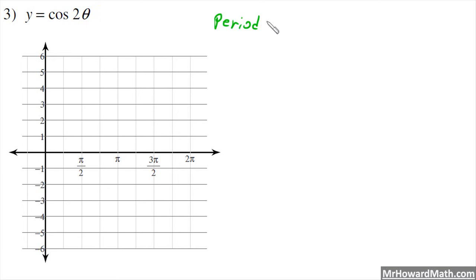So the period is always 2 pi divided by the b value. So for us that's 2. So 2 pi divided by 2 reduces to just pi. So the period now is pi. The period changed from the parent function. The normal period is 2 pi. So the step has to change too. The period changed, so the step changes.